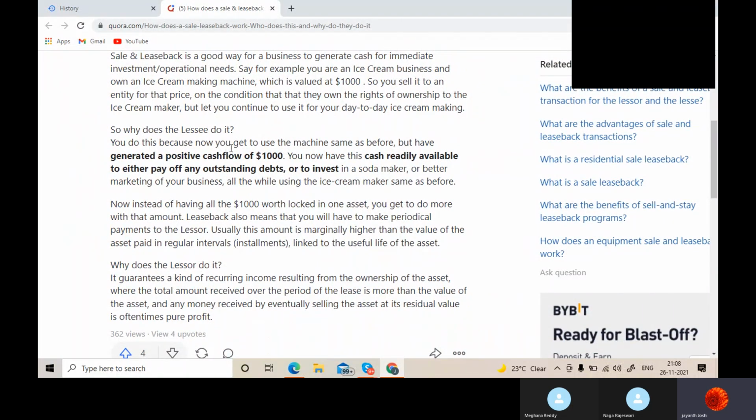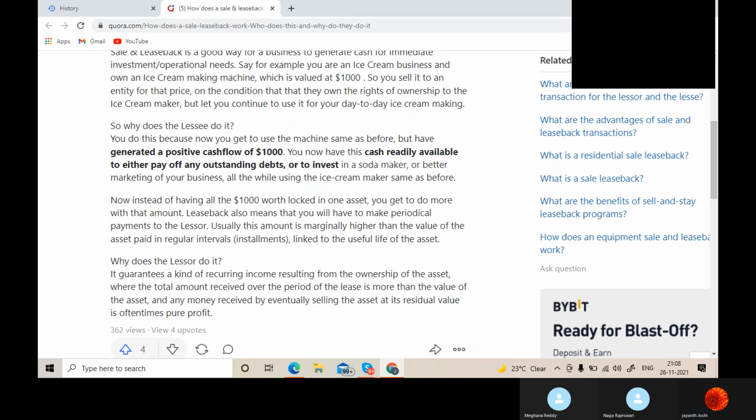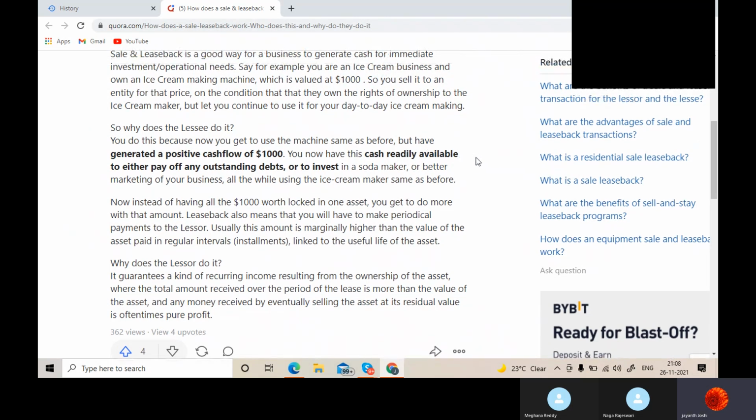You do this because now you get to use the machine same as before, but you have generated a positive cash flow of $1,000. That means you got a cash flow, na? He gave you money. You now have this cash readily available to either pay off any outstanding debts or to invest in a soda maker, a new business. So as I told you in the case of the bank loan you took for property, you can repay that money to the builder.